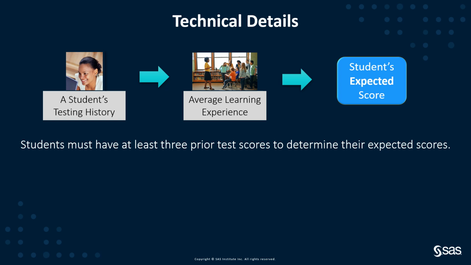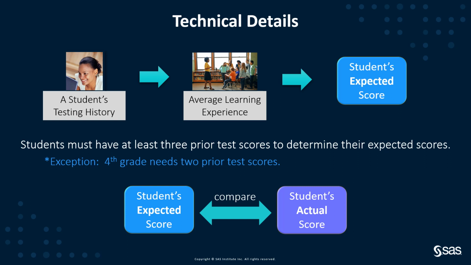It's important to note that students must have at least 3 prior test scores for EVAAS to determine their expected scores. An exception to this is 4th grade students, who need 2 prior test scores for an expected score to be calculated. Students' expected scores are then compared to their actual scores, and this serves as the basis for determining if each student met expected growth. The model involves more complexity than we're able to cover in this short video, but the basics we cover here should give you a good start for understanding how academic growth is calculated in EVAAS.